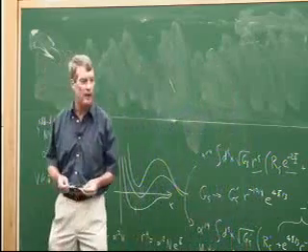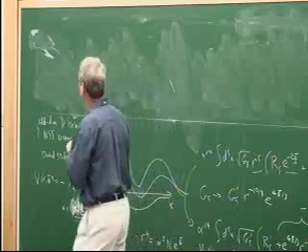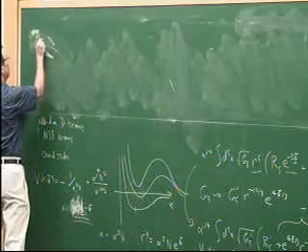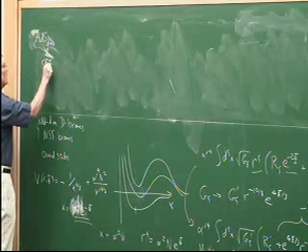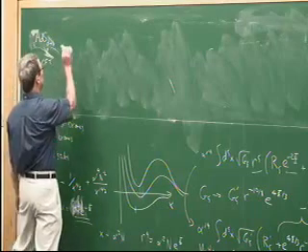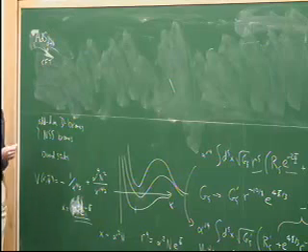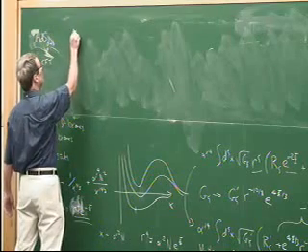What I want to do is embed this space. Let me be general rather than talk about ADS5. I'll talk about ADS little d plus 1. So I'm always going to use little d for the number of dimensions in the CFT, and that plus 1 for the number of dimensions in the ADS space. And what we're going to do is write this as an embedded surface in d plus 2 dimensions.